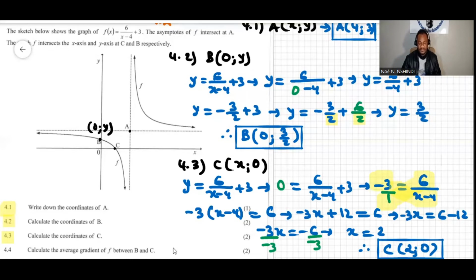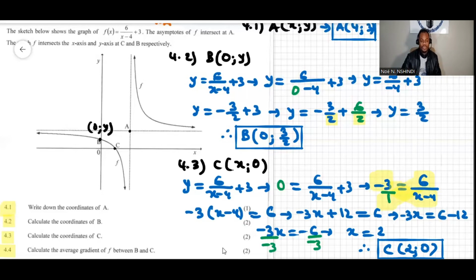We get the point C. And on top of that, we also have question 4.4. The question says calculate the average gradient of f between B and C. So f of x being a hyperbola, which is a curve, it does not have a constant gradient.